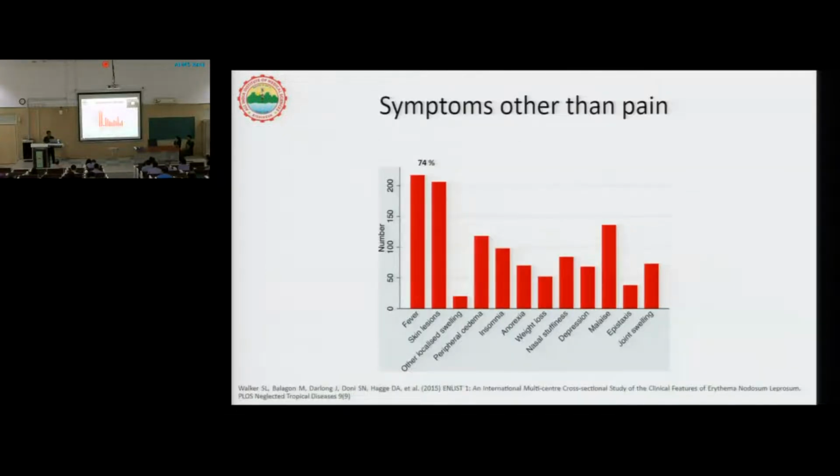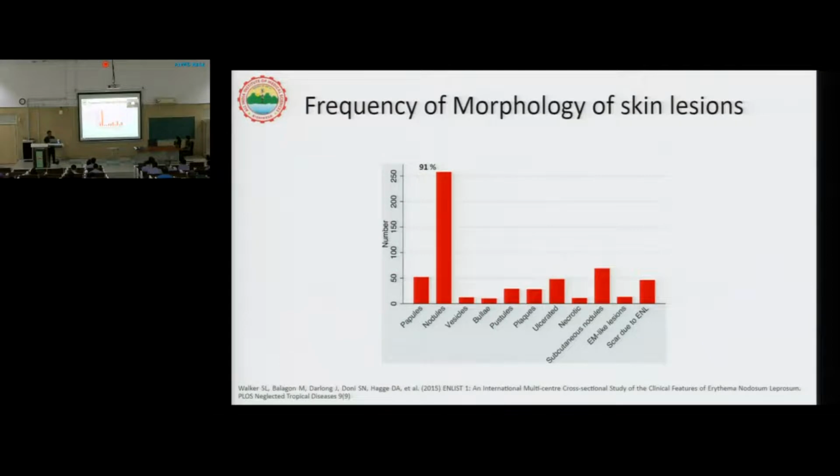After pain, fever is the most predominant symptom, in 74% of the patients, and skin lesions are the next predominant finding. Other findings are malaise, localized peripheral edema, insomnia, and even depression due to the skin lesions. In skin lesions, nodular lesions are the most common finding in 91% of the patients, and patients might present with other types of skin lesions like papules, bullae, pustules, and even erythema multiforme-like lesions in around 1 to 2% of the patients.